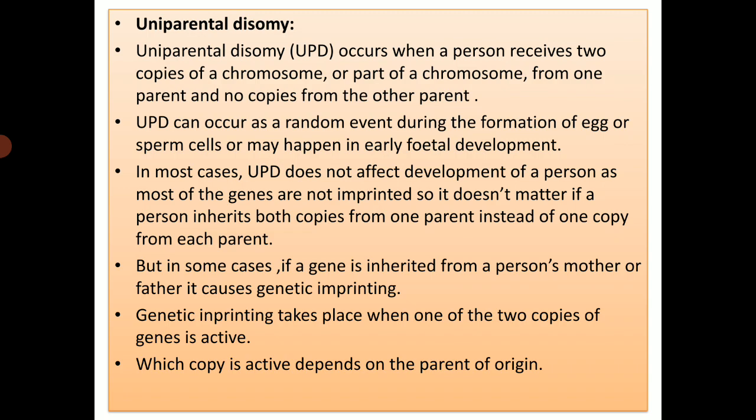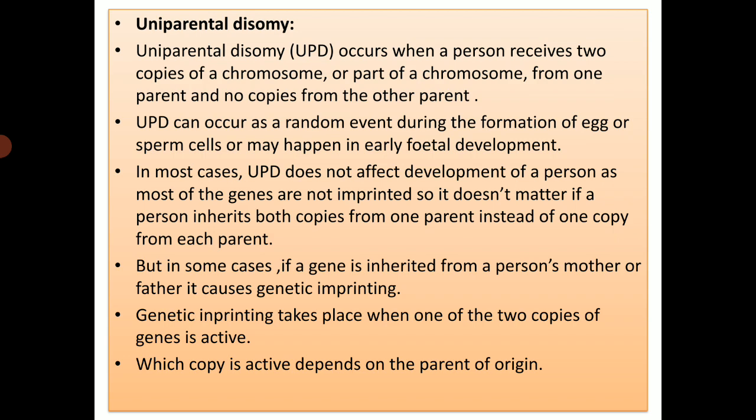So in early development, basically these things happen because the cells are not yet expressing the genes. Okay, so in that case it will not get imprinted in the developmental process. Instead, later on, when it becomes imprinted at the later stage, it shows the effect. Okay, but in some cases, if a gene is inherited from the person's mother or father, it causes genetic imprinting.